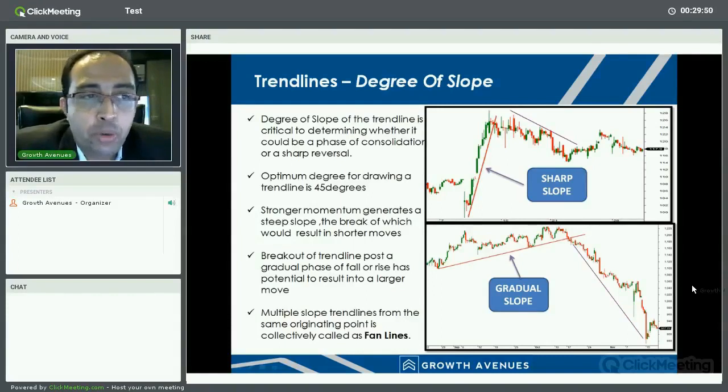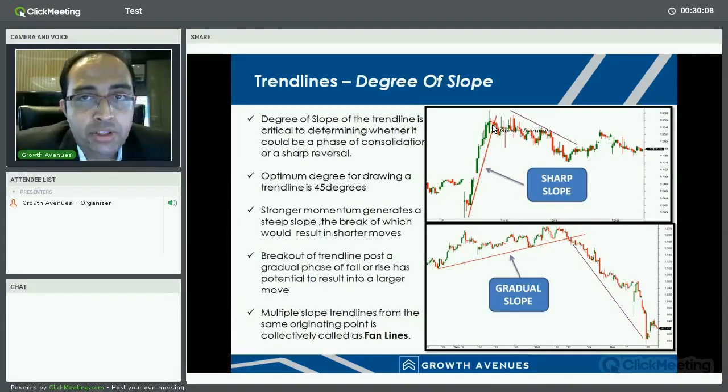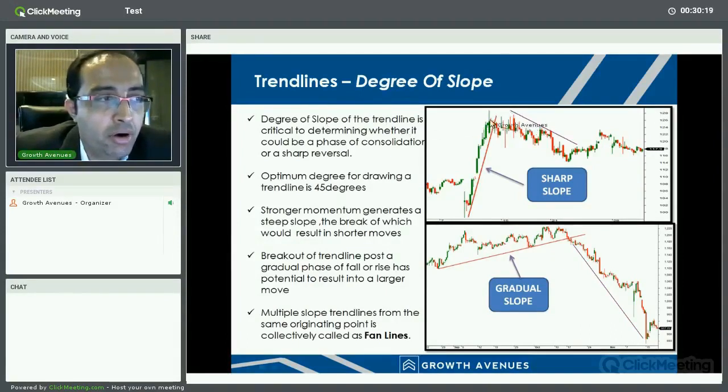I have shown here two kinds of slope. One is the sharp slope and the other is a gradual slope. The first chart is of a sharp slope, where the prices have risen quite swiftly. However, in a sharp slope, the reversal that happens stays only for a short while, because the reversal is a very short move. You can see here that the rebound from the red line, which is broken, is only a short decline, and then the prices begin to consolidate. However, on the lower side, you can see a gradual move, and after the break of the line and the breakout post the rally, you can see a swift decline.